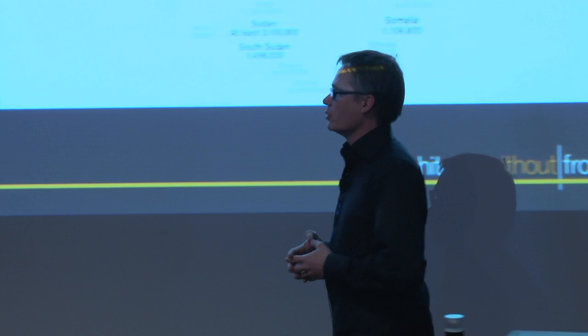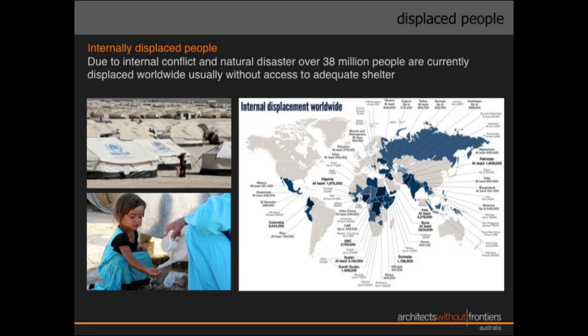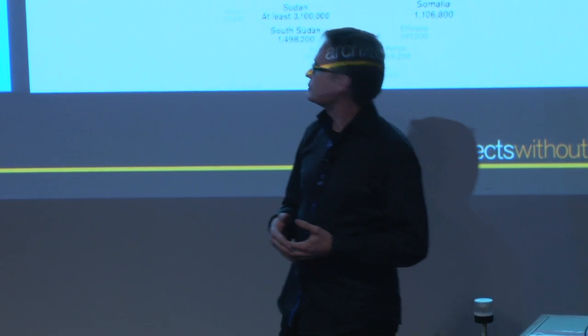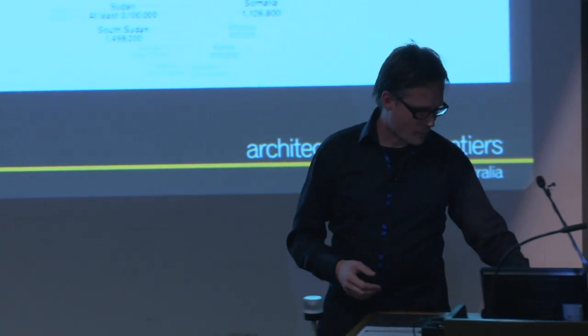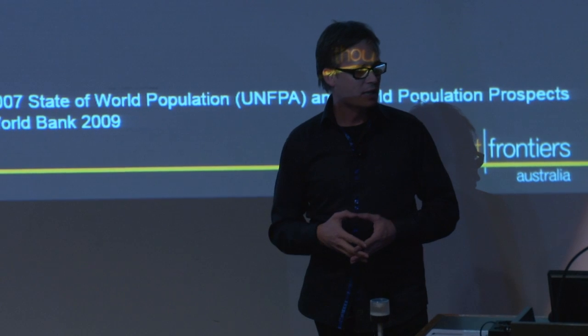Internally displaced people, which I mentioned in my brief introduction: over 38 million people are currently internally displaced, either by conflict or by natural disaster, without access to adequate shelter. Those figures are quite staggering and quite sobering, I think. Just a few stats to set the scene.